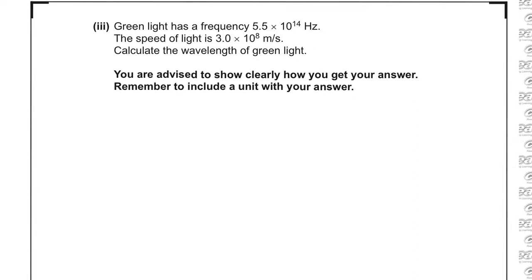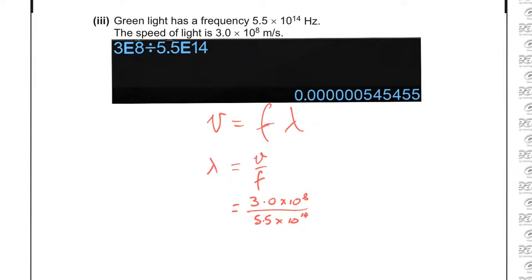So this is a wave equation question. And so we need to remember about our wave equation, that v is equal to f lambda. And then we get lambda on its own as v over f, and then we put in some numbers. So if we run that through the calculator, then we get this value, which is like 5.45 times 10 to the minus 7. And that'll be in meters.